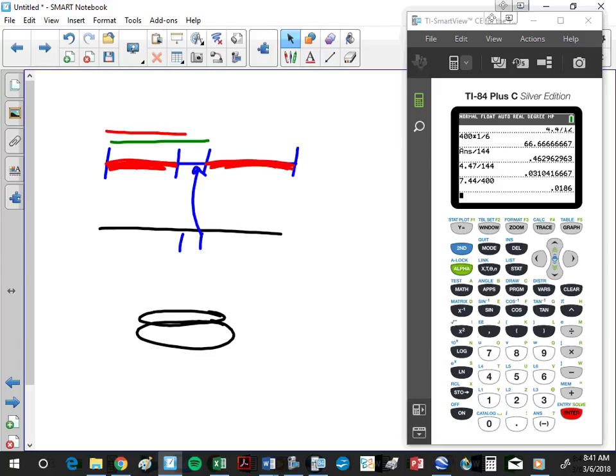But the green line also fits here. Oops. Let me draw it again. The green line also fits there. Do you guys see that? So if I cut that piece off, then this piece and that piece are going to be the same length. Does that make sense? Okay, so let me do it again.